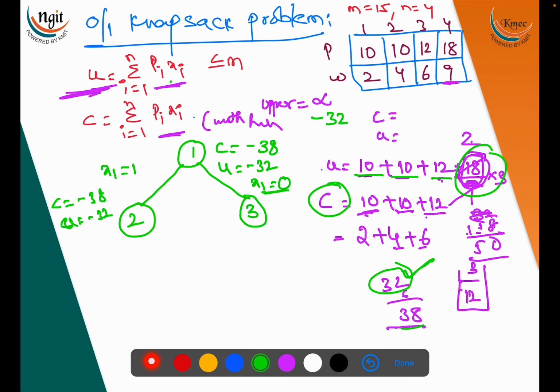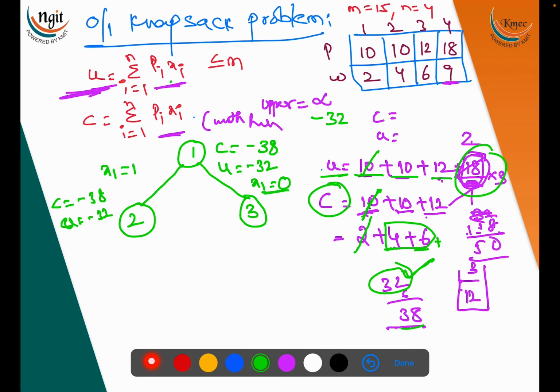Now let's see, if I don't place the x1 value, then what happens? In both u and c, you have to take out the 10. So that means I cut this 10 over here, because the x1 object 10 has not been included, and this 2 also not included. Now let us calculate the cost and upper limit. So now C is equal to what? X2 object, X3 object. 6 plus 4 is 10. Still you have only 5 more kgs left. So when you have 5 more kgs left, what will you do?